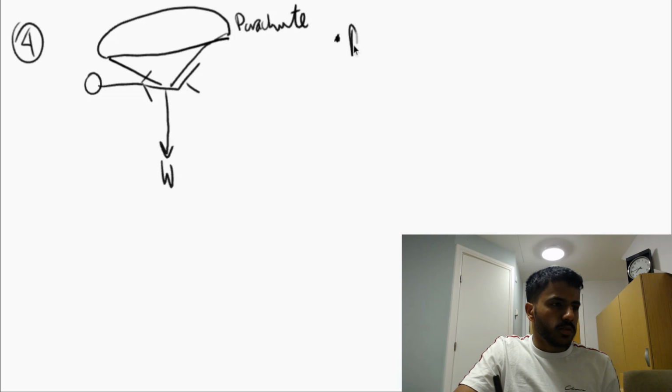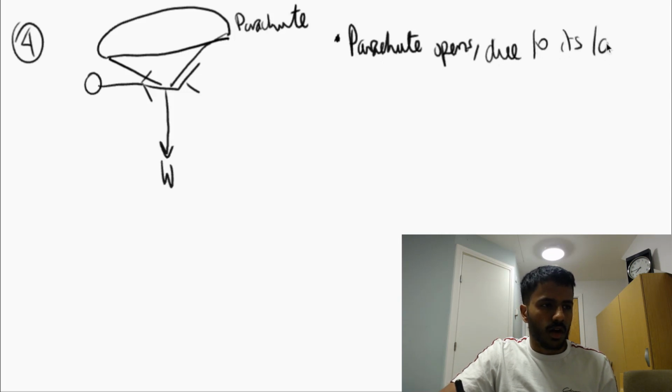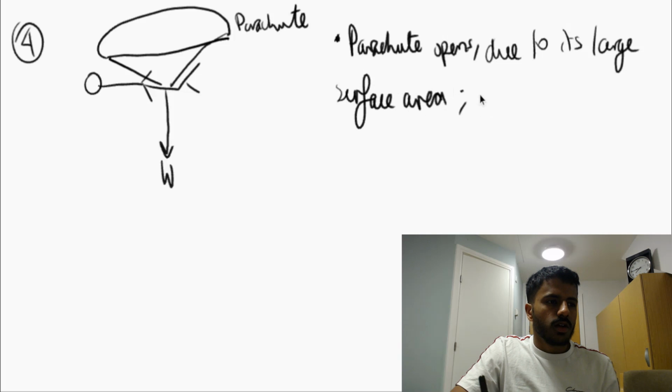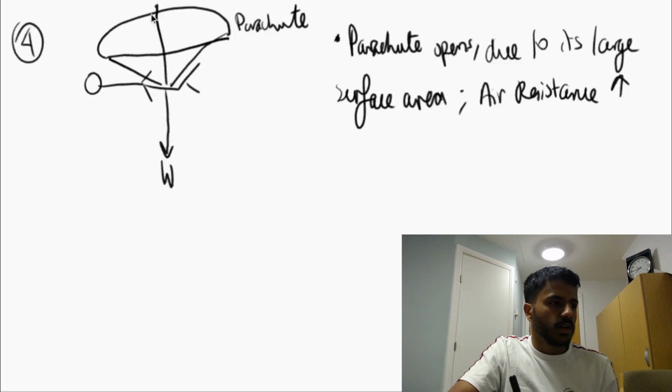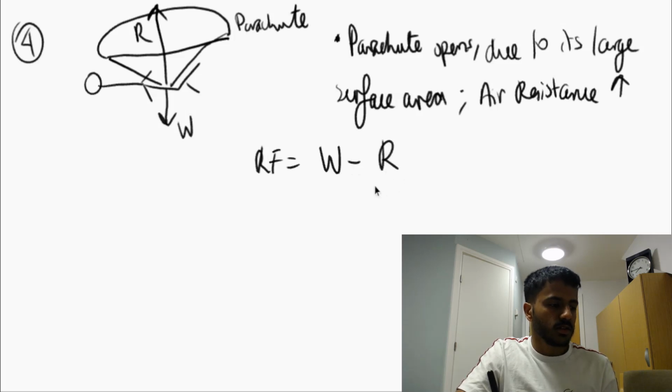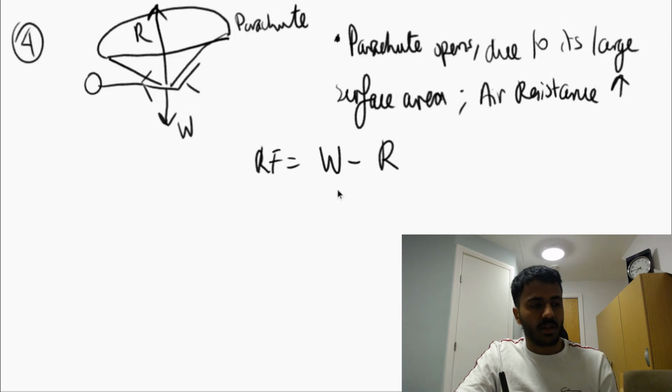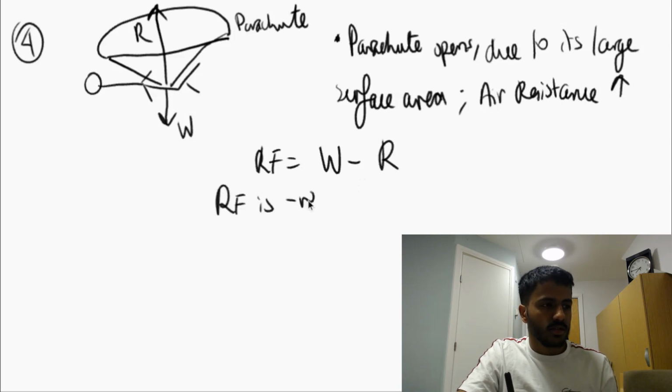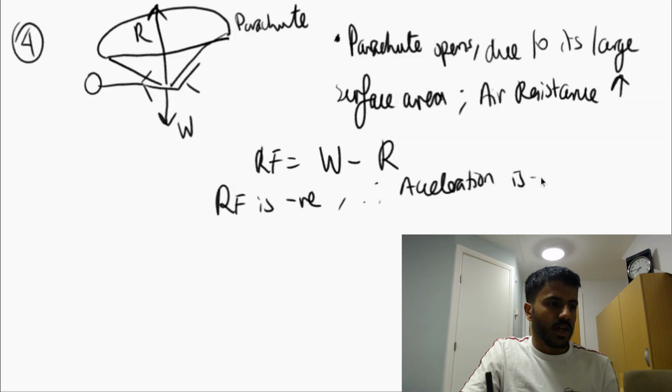And now, when the parachute opens, due to its large surface area, the air resistance is going to increase drastically. So you're going to get a much bigger air resistance force. And in comparison, you're going to get the weight being smaller than the air resistance. So therefore, the resultant force in this case is still going to be the weight minus the air resistance. But because air resistance is now bigger than the weight, the resultant force is negative. And therefore, the acceleration is negative in the downwards direction.